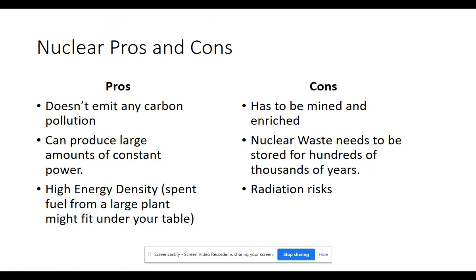So stepping back and looking at this as a way of generating electricity, what are the pros and cons of nuclear reactions? First up, pros: it doesn't emit any carbon pollution.